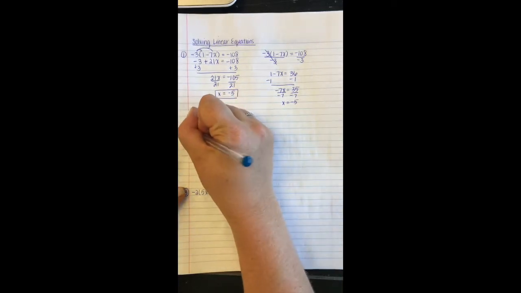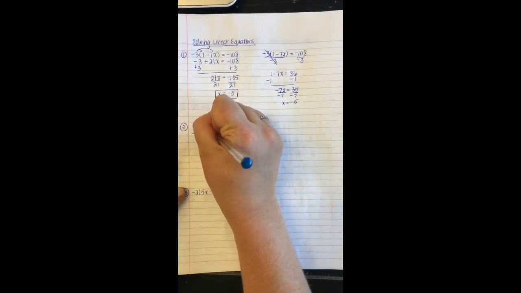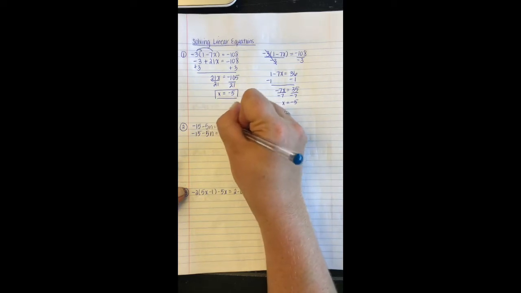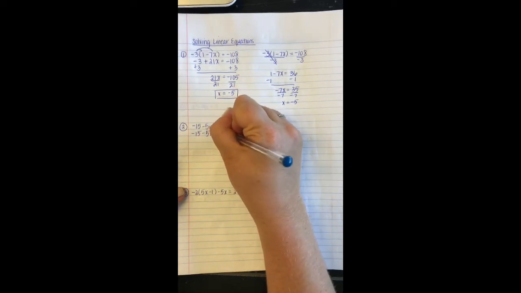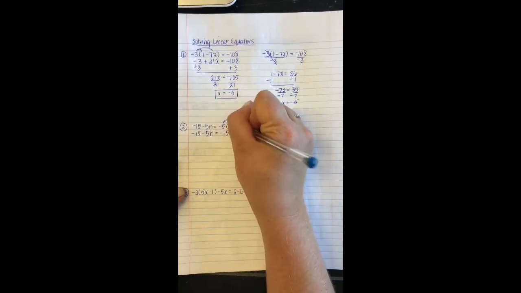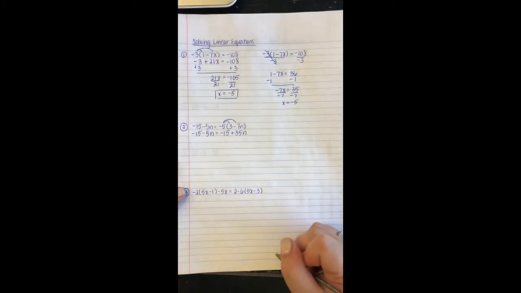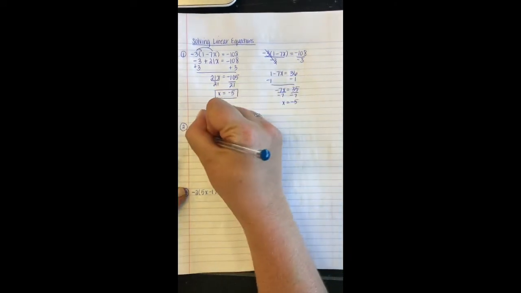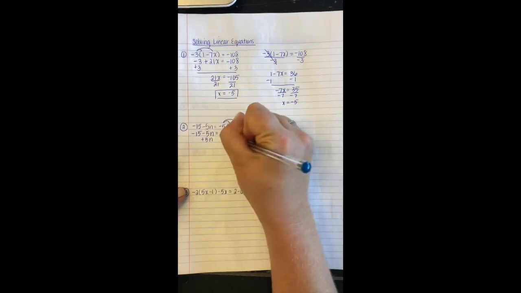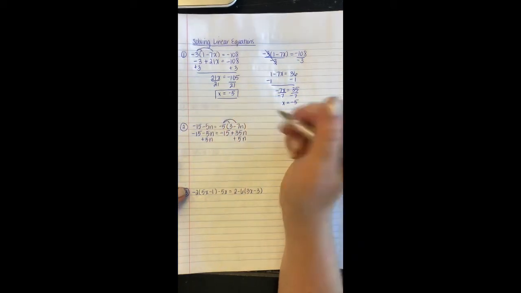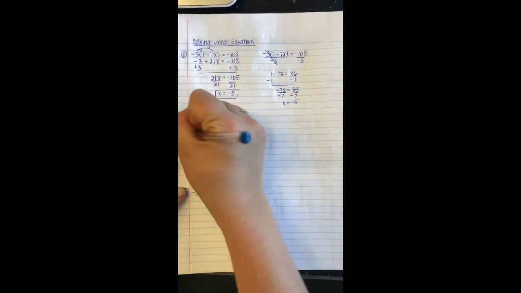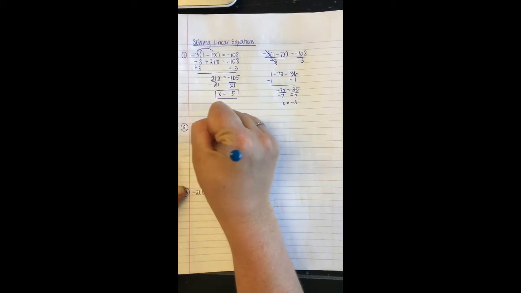So I'll leave the left-hand side the same. -15 minus 5n equals -5 times 3 is -15. -5 times -7 is 35n. Okay, so when you get to this point, you want to get all your n's to one side, all your regular numbers to the other side. So I'm going to move this 5n from the left over to the right-hand side, and I'm going to move this 15 on the right over to the left-hand side.